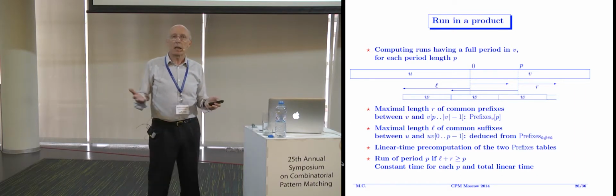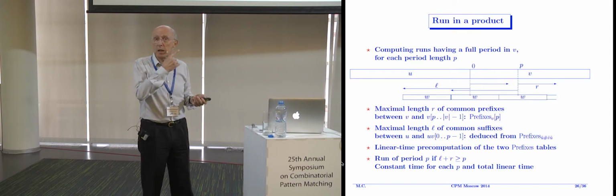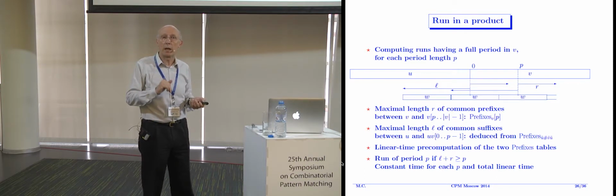And this algorithm is optimal because you can test whether a string contains a square with this algorithm, and it is known that in this model you cannot go below n log n.